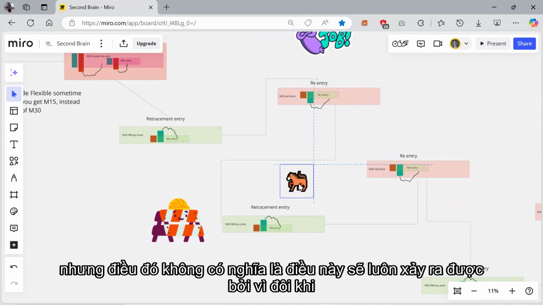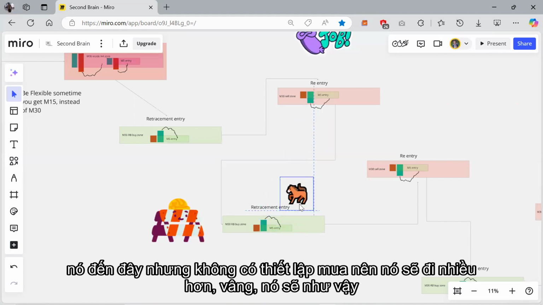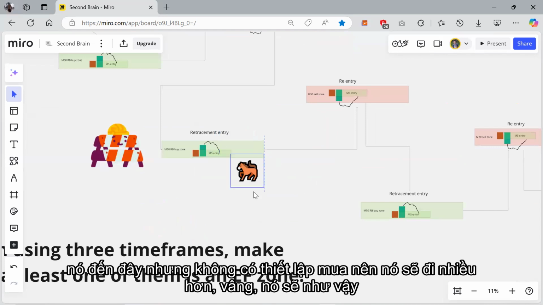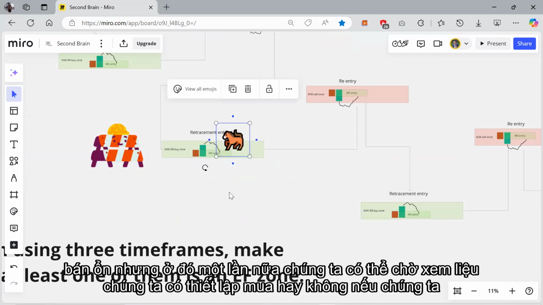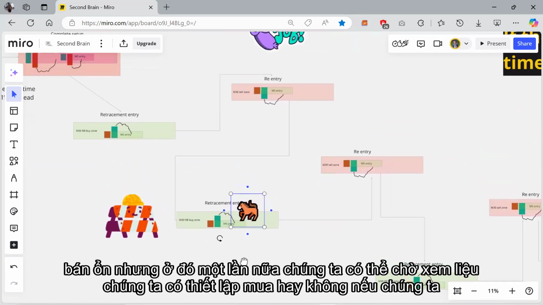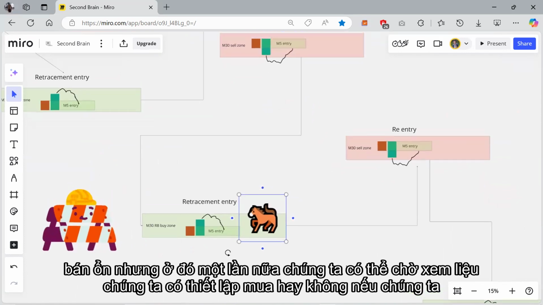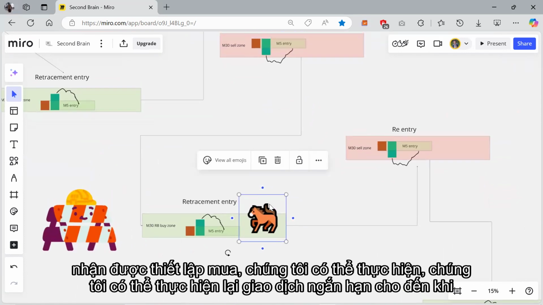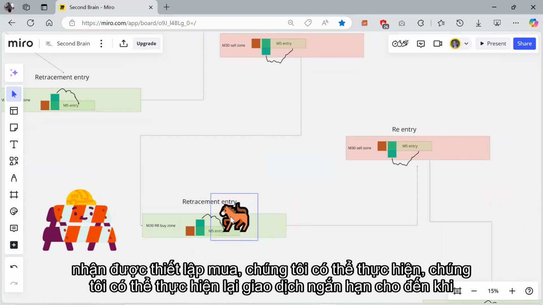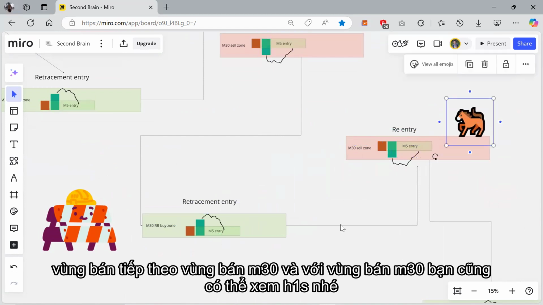But it does not mean that this will always happen. Okay, because sometimes it comes here, but there is no buy setup, so it will just go more. It will sell more. Okay, but there again we can wait to see if we get a buy setup. If we get a buy setup, we can take it. Okay, we can take it again as a short trade till the next sell zone, M30 sell zone.